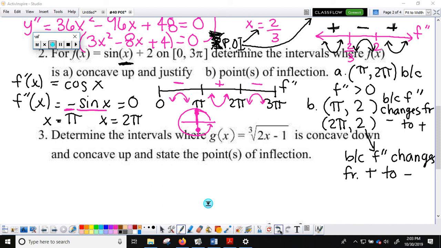Okay, that's all the notes that we're going to do on this. So go back and watch it again, pause it until you understand concavity and points of inflection.